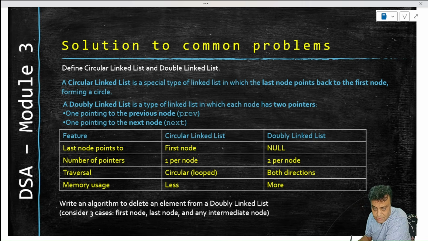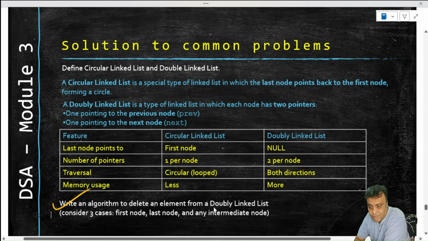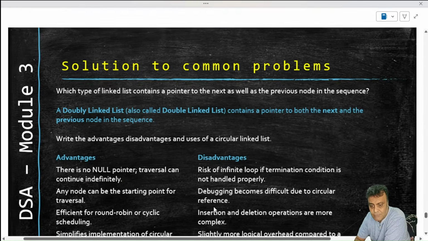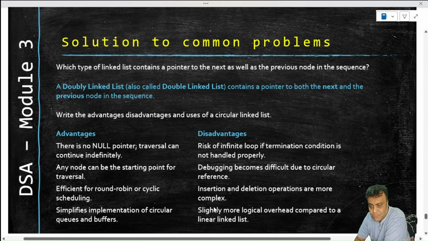See this question, we just now discussed this. So that's also done. Which type of linked list contains a pointer to the next as well as to the previous node in the sequence? A double linked list, right? So we know that. Next and previous.